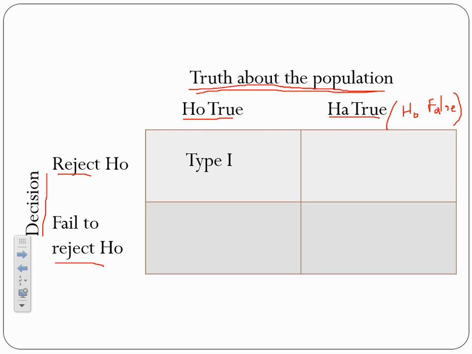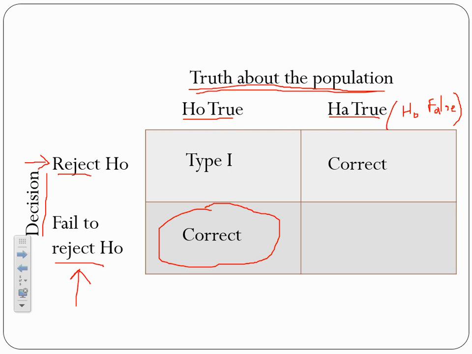Now think about this. If we reject the null and it happens to be false, so we're in this box right here, that's a good thing. That just means you made a good decision. Now let's say that we fail to reject. If we fail to reject the null and it happens to be true, in other words, we went with the null and it was true, that's a great decision on our part. Good job us. Looks like we came to the right decision.